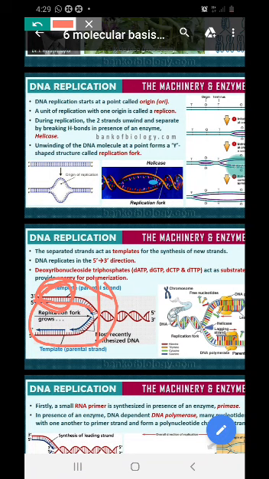Right. And in the other strand, what is the polarity? It is 5 dash 3 dash. In this direction the synthesis happens. And that too, it is not continuously synthesized. You can see that it is synthesized as small fragments, which are called Okazaki fragments.